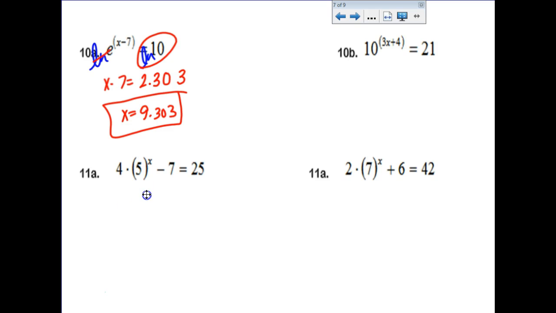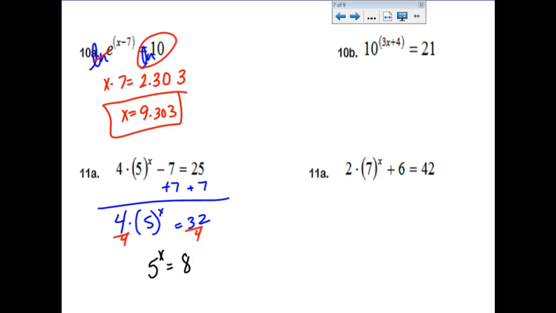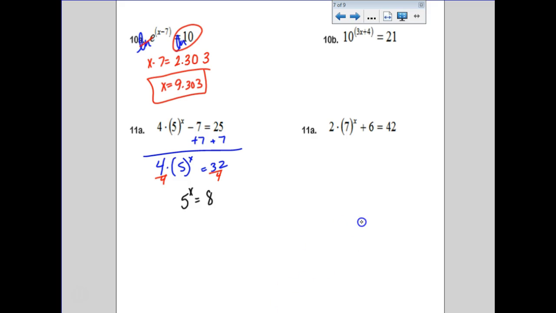Alright, guys, let's talk about 11. We have some algebra manipulation to worry about first. Let's add the 7. Now we have to divide by 4. So we have 5 to the x power equals 8. So now I have to apply a logarithm to both sides. You can apply any log you want. I'll go ahead and do the common log, you weird people.